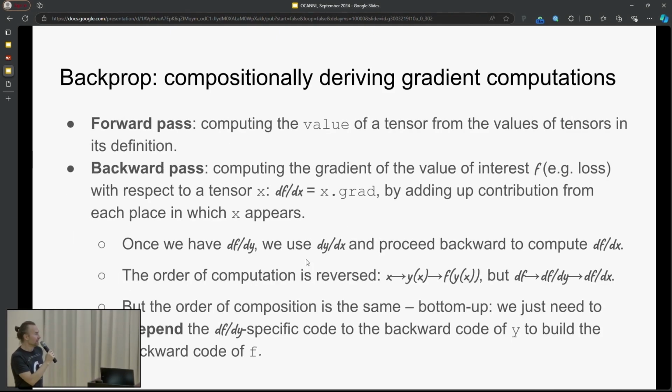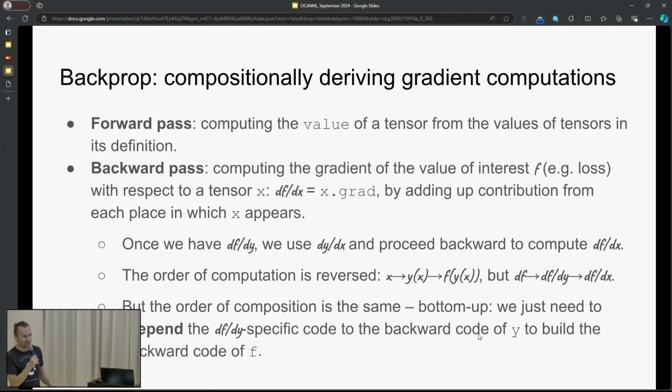All right, so details of the backward pass. We add up contributions for each place that x appears. And the order of computation is reversed with respect to how values are computed. So first we compute df over dy, if y is a function of x, and then you can use that to compute df over dx. But it's still the same order of composition.